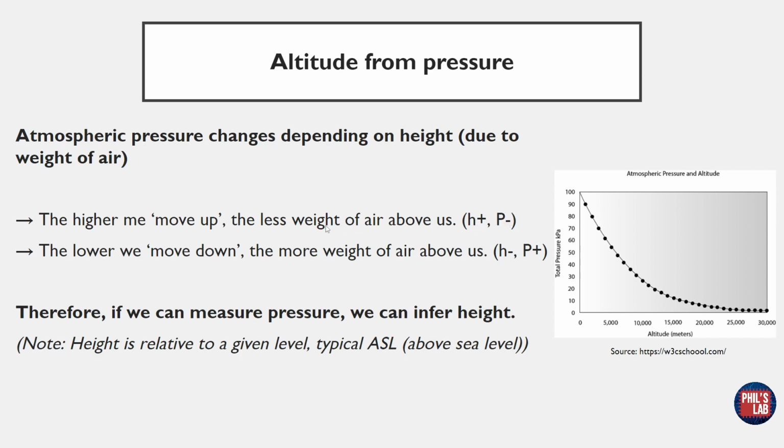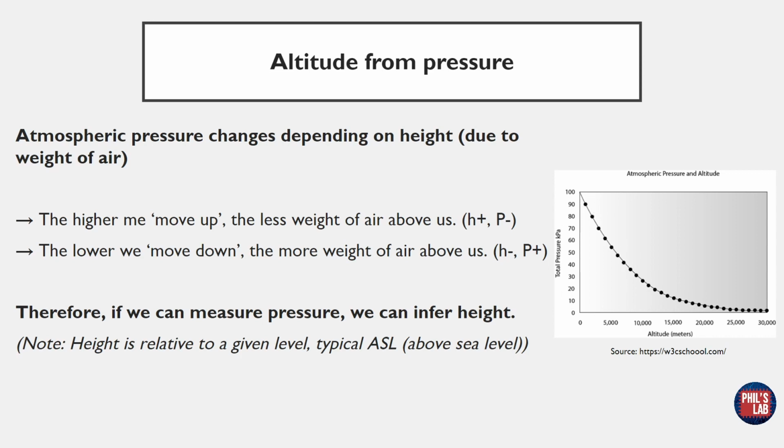If we start at a certain point above Earth, for example, the lower we move down, the more weight of air will be above us. So as we decrease in height, the pressure will increase. Typically you will see plots such as the one on the right here, where we start at sea level on the left, typically denoted by a height or altitude of 0 meters, starting at about 100 kilopascals, and this non-linear relationship shows how much the total pressure drops as we increase in altitude.